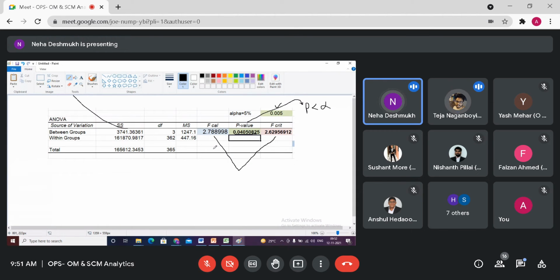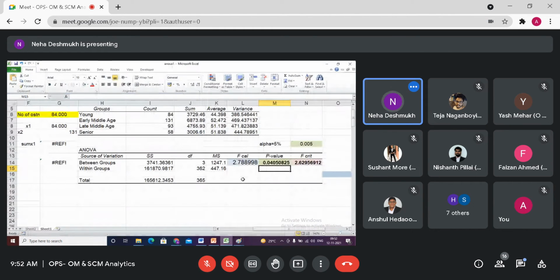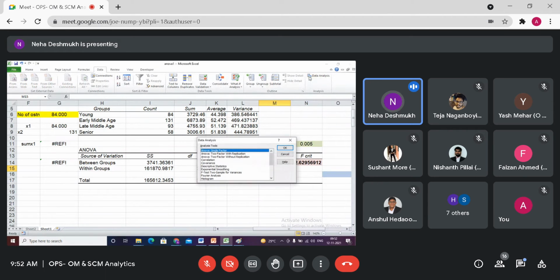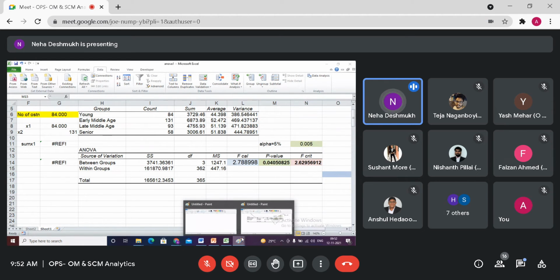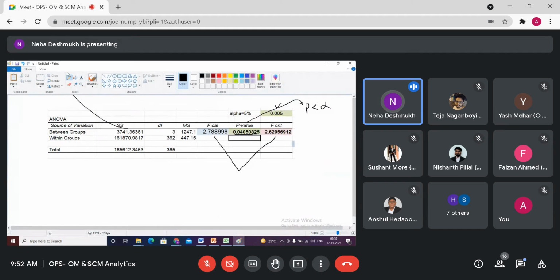Now, in the Data Analysis tab, we have to select ANOVA single factor. Data Analysis, ANOVA single factor. Insert the data, and you will get this sheet. Now one more interpretation.